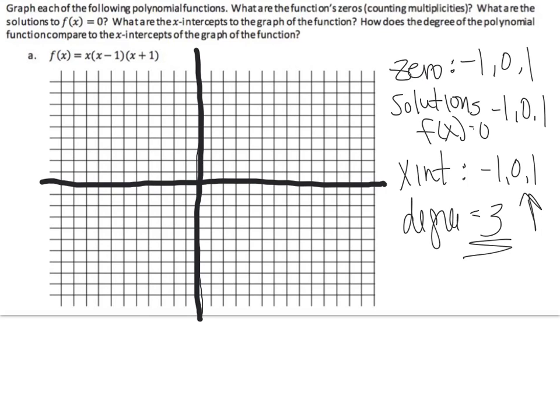I'm going to say that's -1. 1, 2, 3, 4, because I don't want it to be too crowded. 1, 2, 3, 4. Okay, our zeros were at -1, 0, and 1.